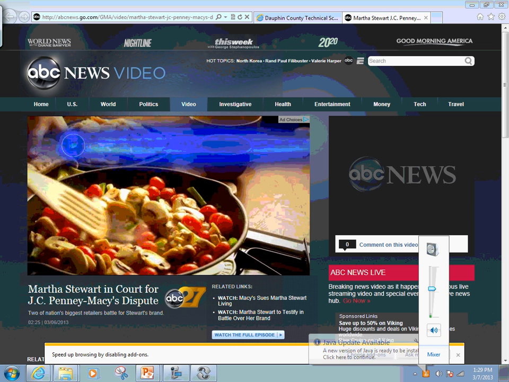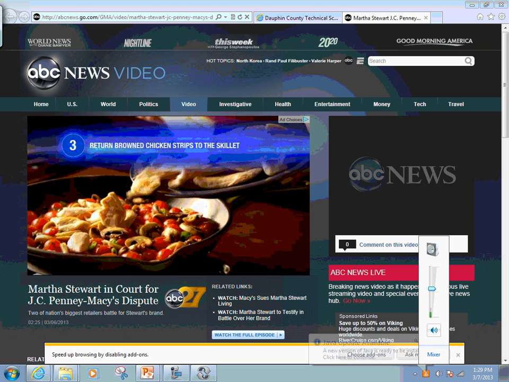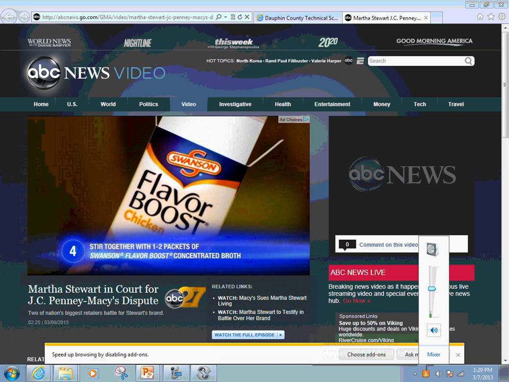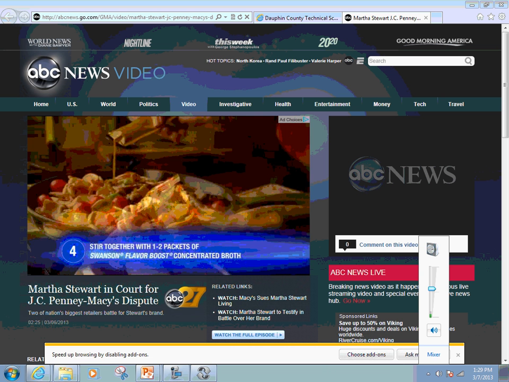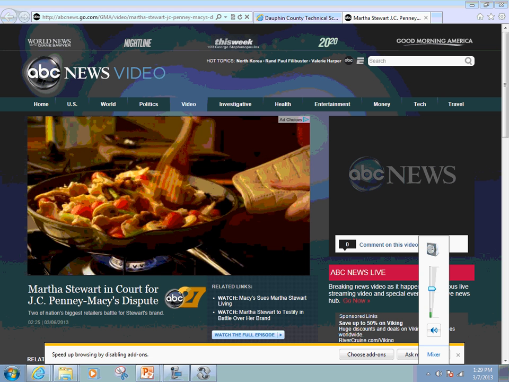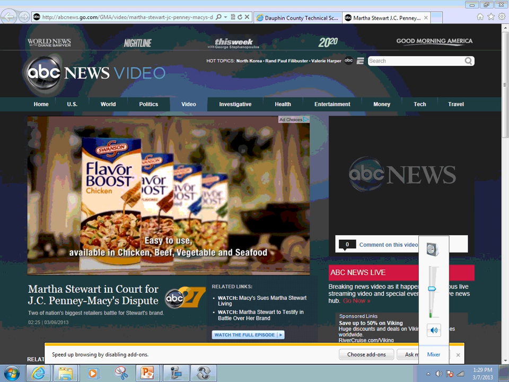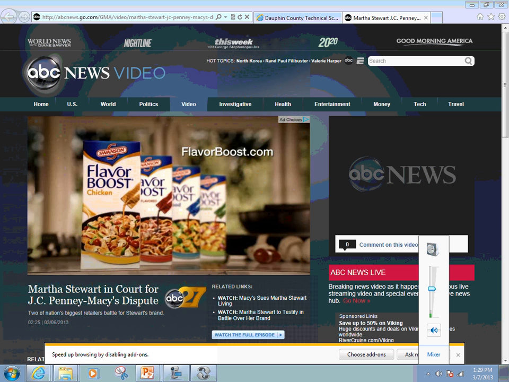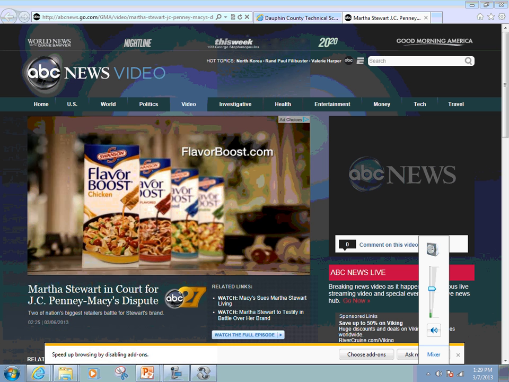Return brown chicken strips to the soup. Stir together with one or two packets of Swanson flavor boost. Add flavor instantly to skillet dishes, stir fries, and more. For this recipe, visit flavorboost.com and turn up the flavor on tonight's dinner.